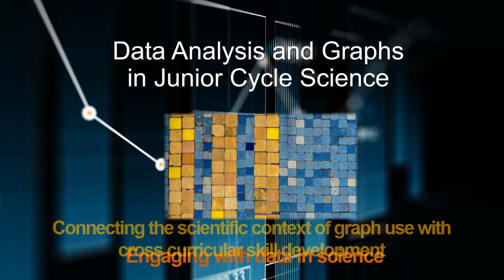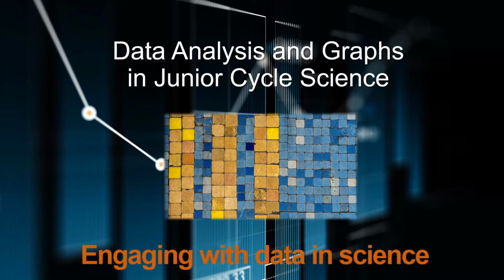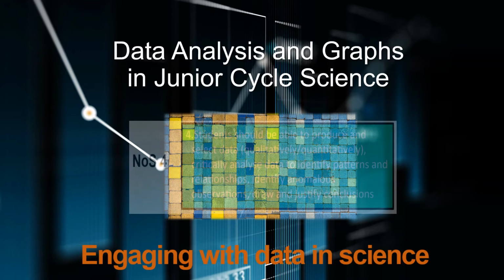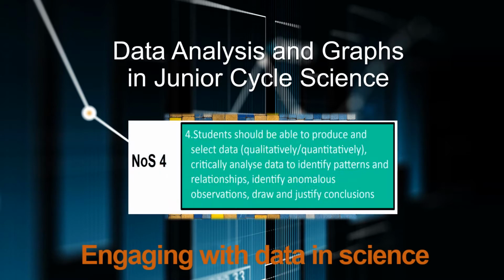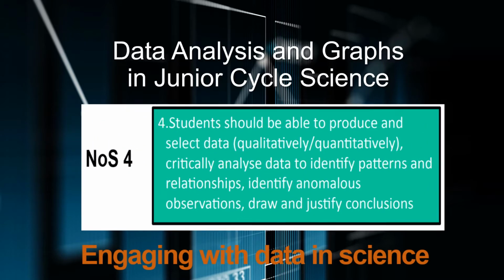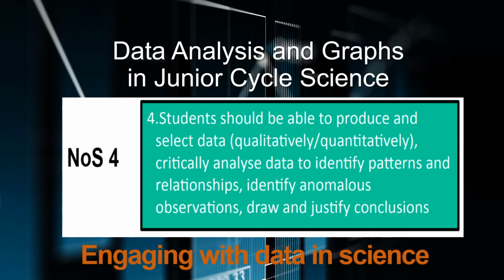Through engaging with data in science, students will move from simply identifying data to developing skills of analysing and interpreting data as evidence to support an opinion, as well as identifying anomalous observations and drawing and justifying conclusions. This development is described in the Learning Outcome Nature of Science 4 in the Junior Cycle Science specification.